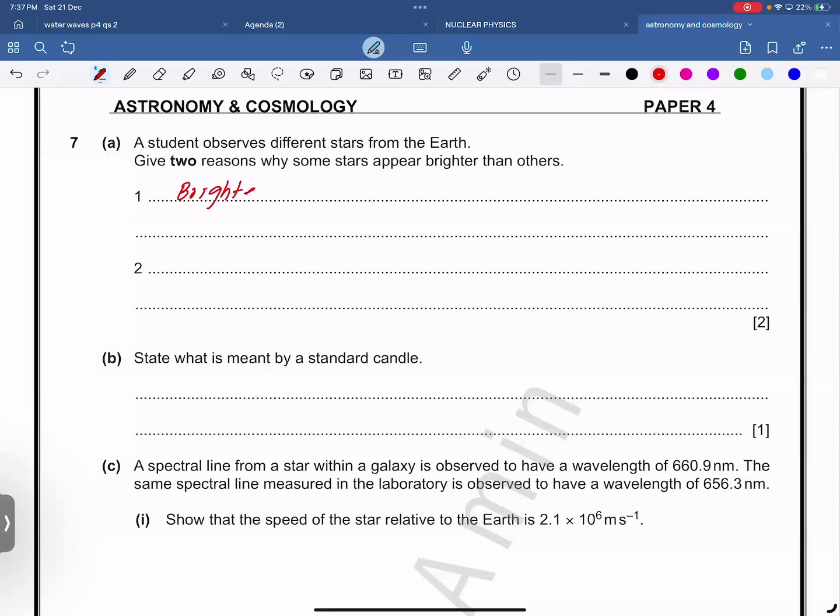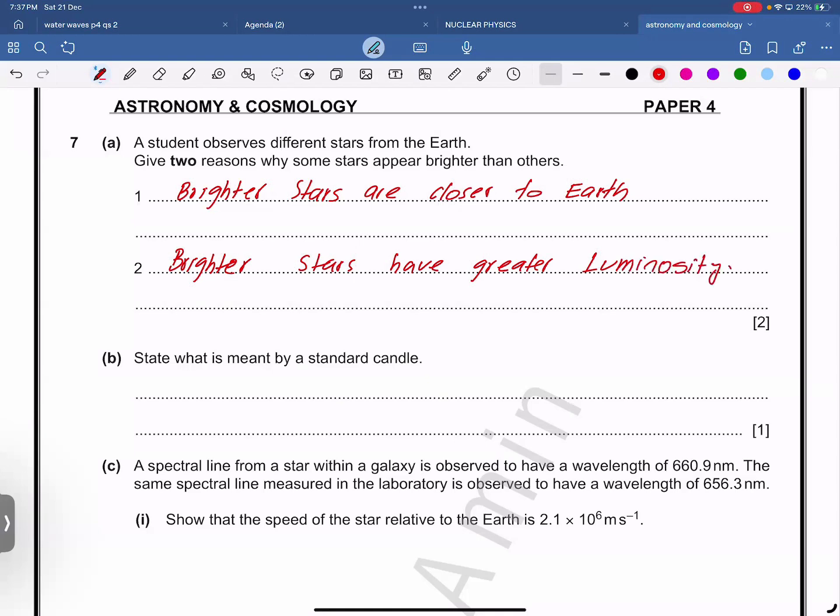So brighter stars are closer to Earth, meaning less distance. And the second reason was luminosity, greater luminosity. So brighter stars have greater luminosity. Next question is, what is meant by standard candle? Standard candles, you know, are astronomical objects with known luminosity.